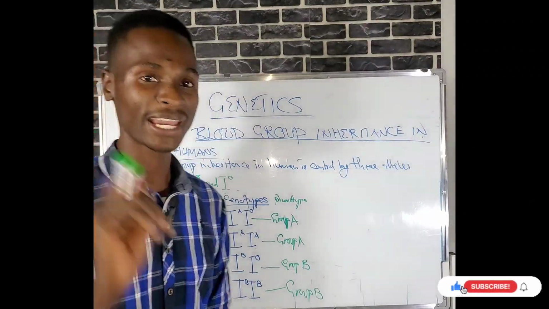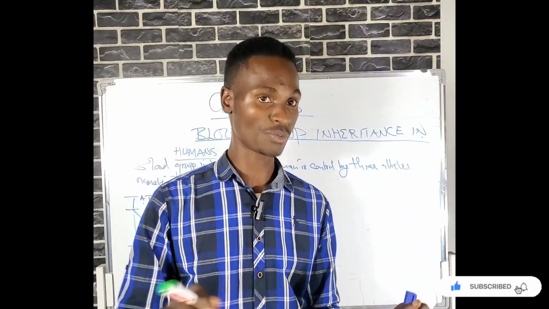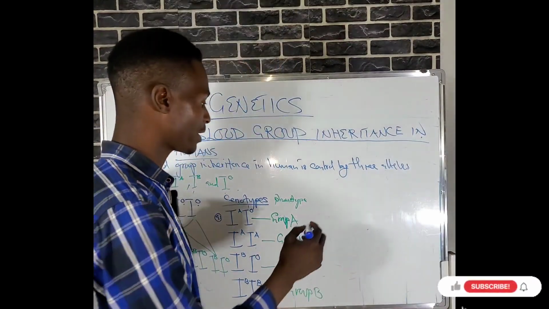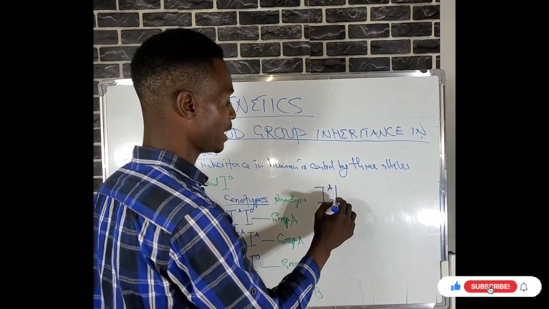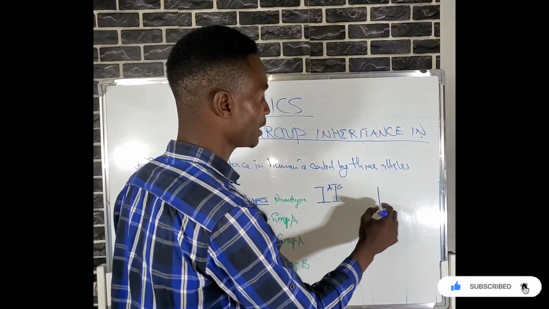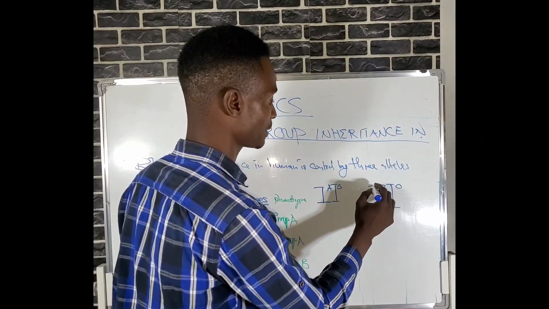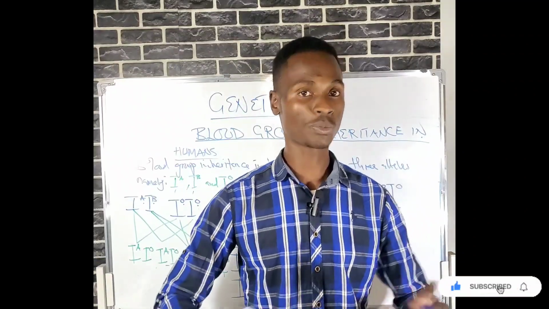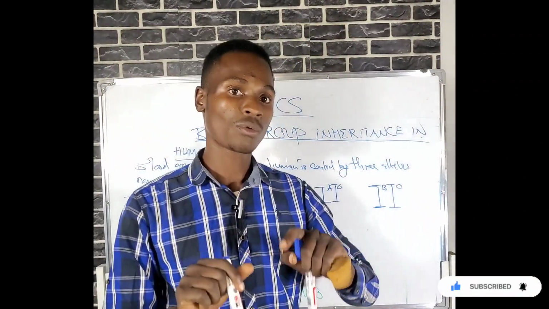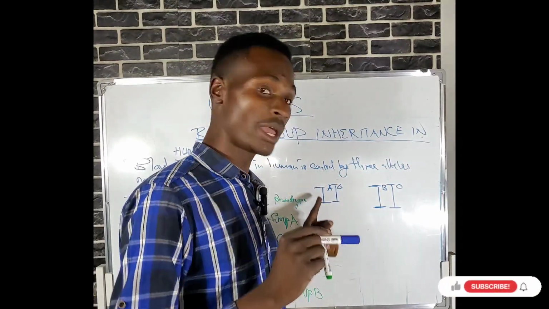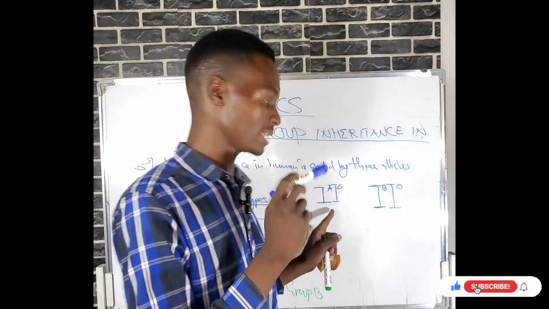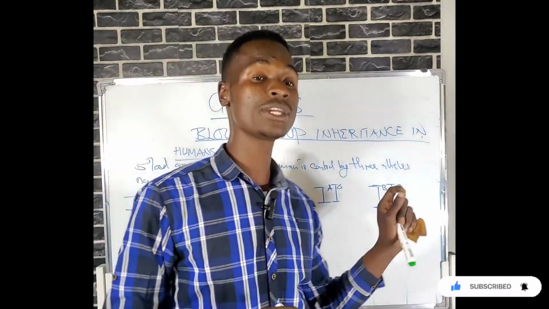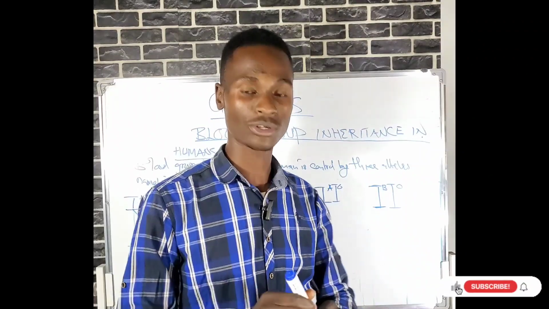Now, a couple can have children with any blood group type if their blood group is heterozygous. If one of the parents has blood group A, but not just A, heterozygous A, not homozygous A, and the other one should be blood group B, and the B should be heterozygous as well. Now let me show you.